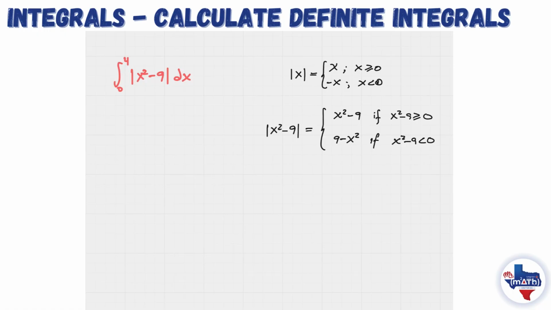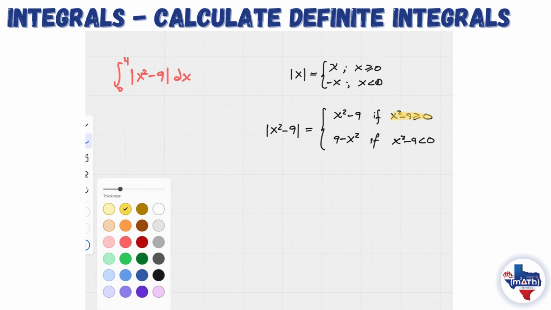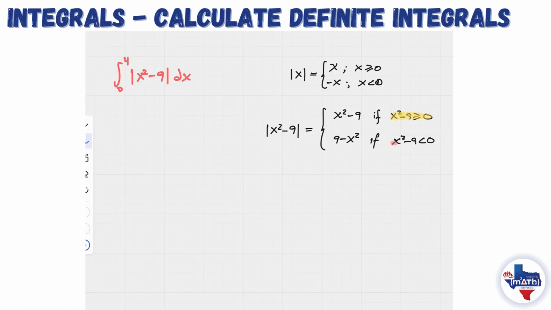So let's pay attention to something here. This expression on yellow is x squared minus 9 greater or equals than 0. So the expression below, x squared minus 9 less than 0, is just the denial of the expression above. So if we solve x squared minus 9 greater or equals than 0, we will have the other one just by denying the solution of that one. Okay, so let's solve that.